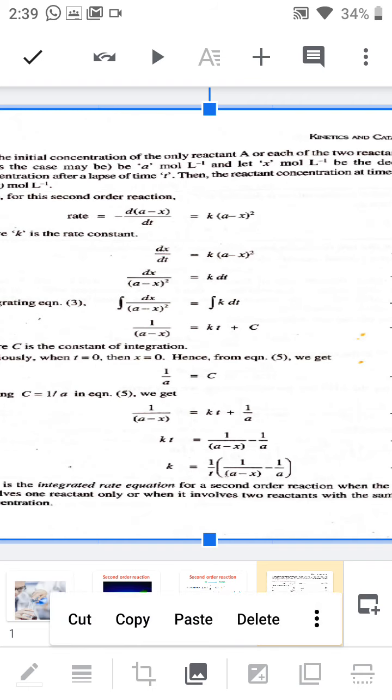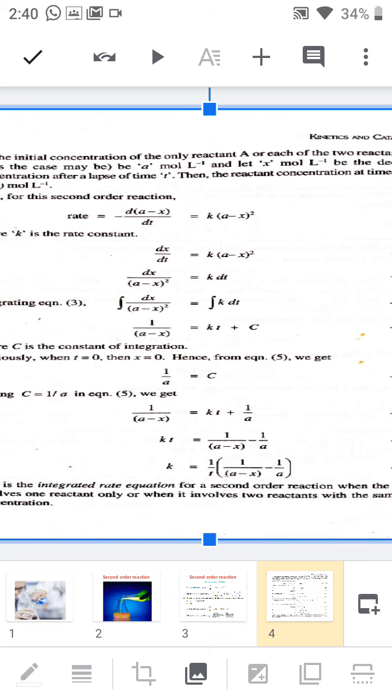Now we have to find out the integration constant c. For that we substitute t equal to 0. That is, we are measuring the initial concentration of A at time t equal to 0, so our x becomes 0. So the equation becomes 1 by a equal to c. Substitute the value of c in the above equation. Our equation becomes 1 by (a minus x) equal to kt plus 1 by a.